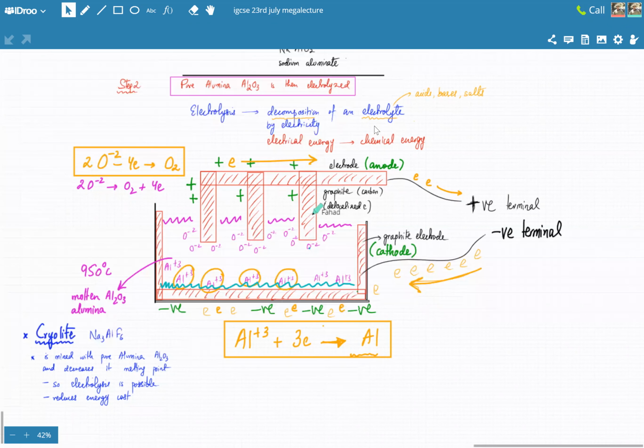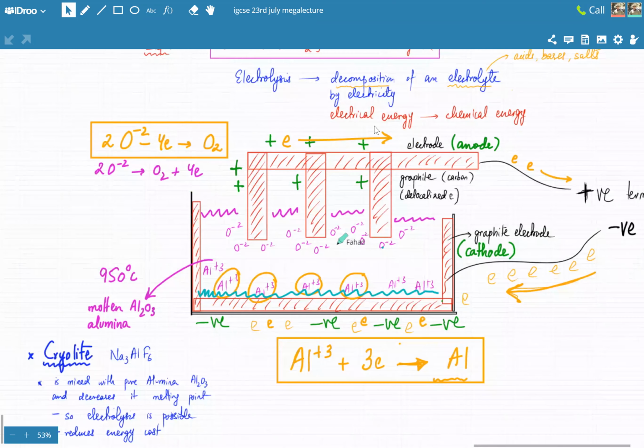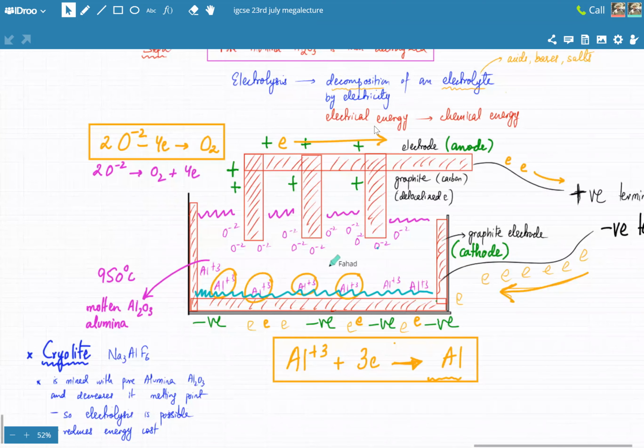So aluminium oxide was molten. It had aluminium ions and it had oxide ions, O2- ions. They were present in the mixture. In the molten state, the ions can move around. The temperature was 950 degrees centigrade. So all the aluminium ions and oxide ions can move around freely because they have a lot of energy. They can overcome the attractive forces. That's what happens in the liquid state.